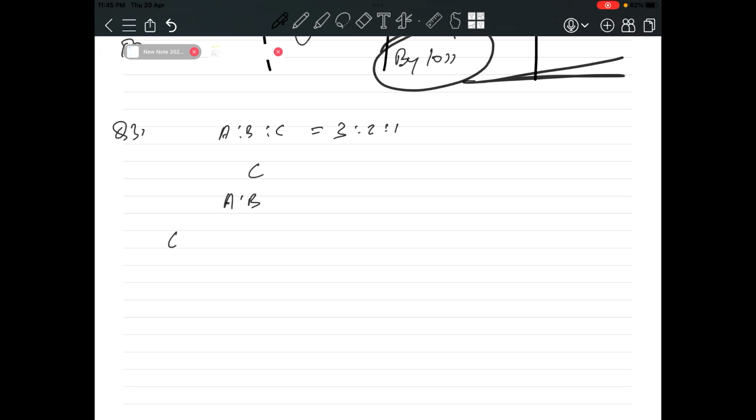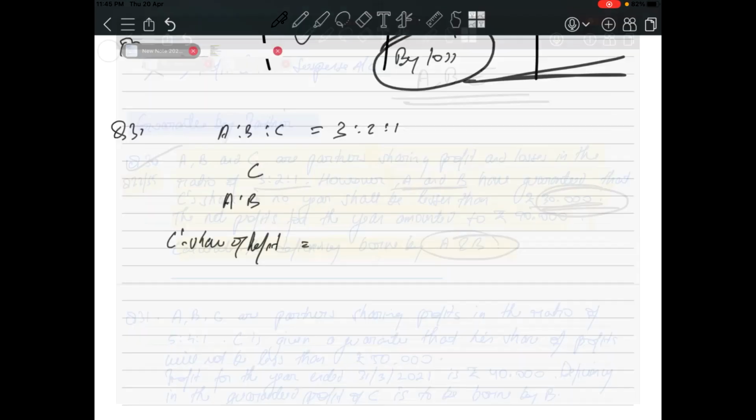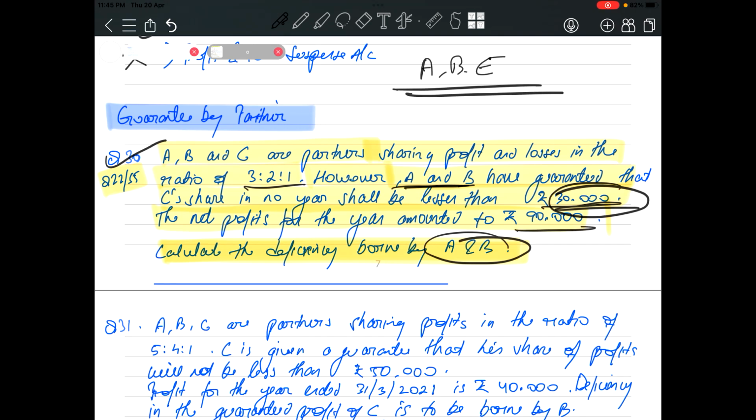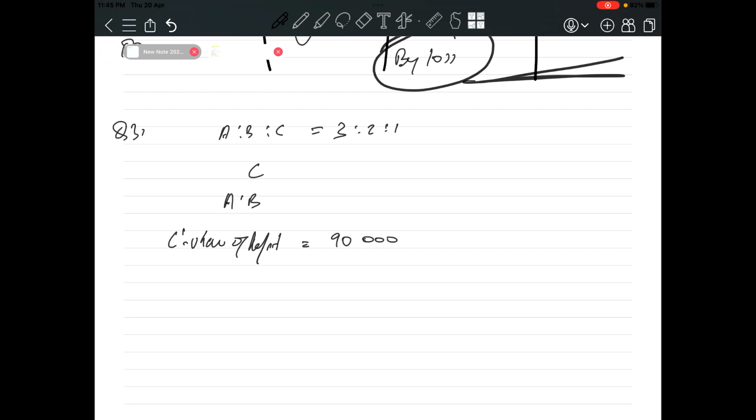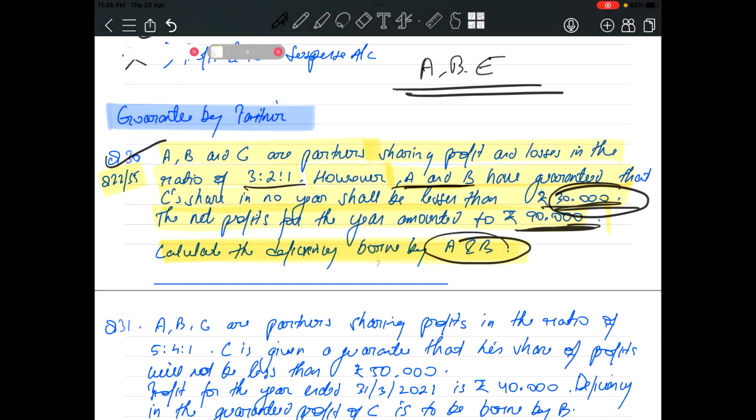Now directly let's calculate C's share of profit. What is the profit amount? See, the profit of the year is 90,000. So 90,000 into what is the share of C? 1 divided by 6. So what will be the share of C? 15,000. 15,000 is the share of C, right? But what is the guaranteed profit?